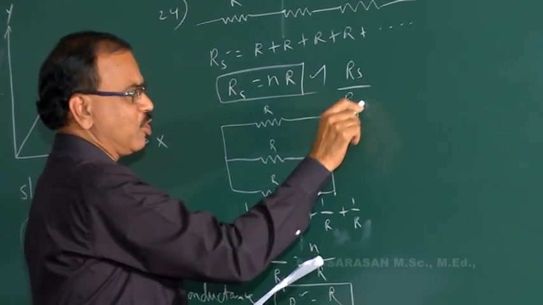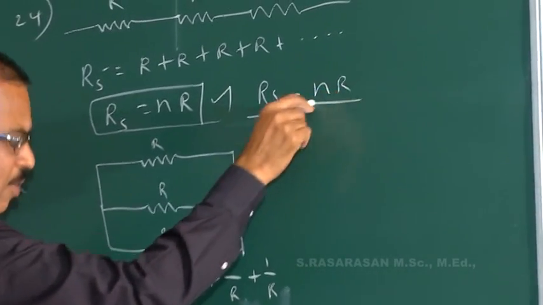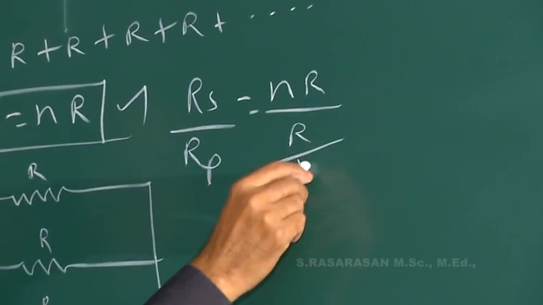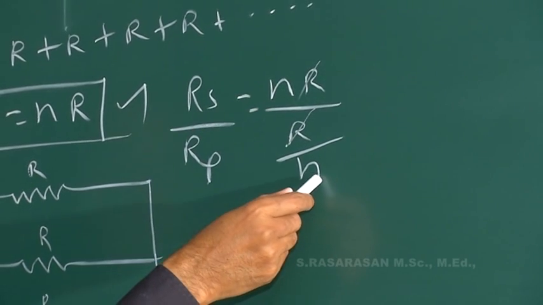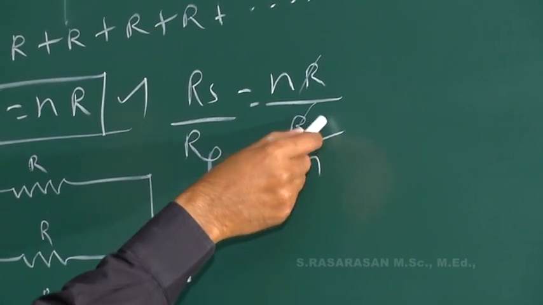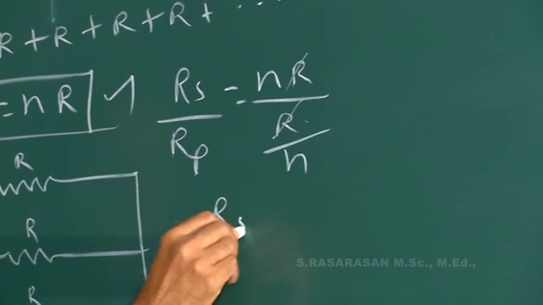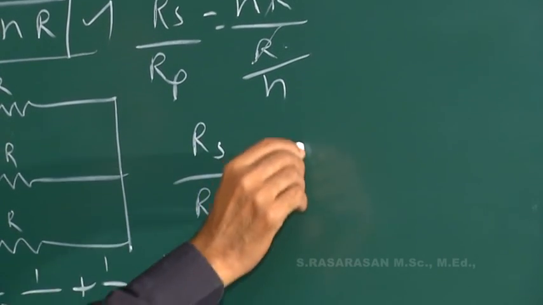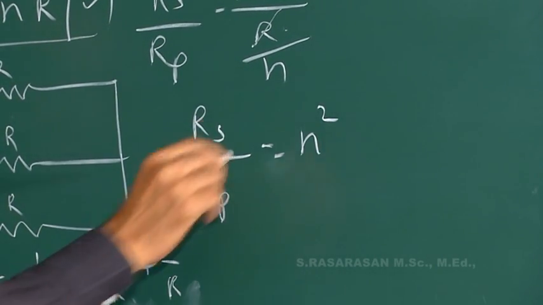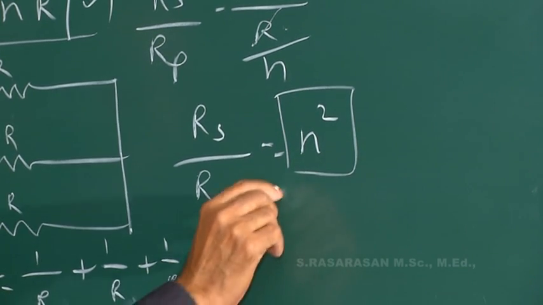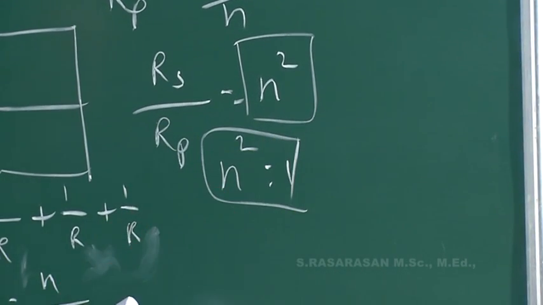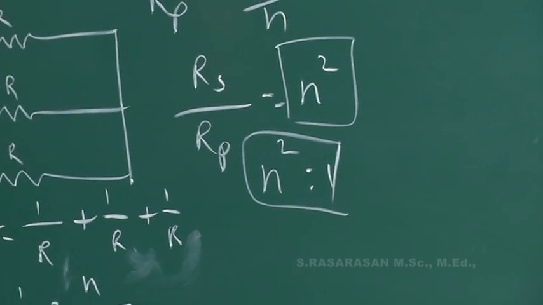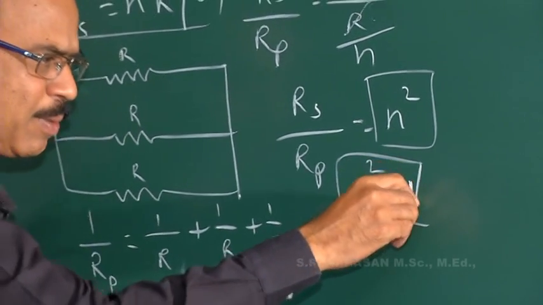Rs by Rp is equal to nR divided by R by n. R cancels. If this n goes here, it's n power minus 1, so n. So this Rs by Rp is equal to n square. So the answer is n square, or say n square is to 1. Yes, it is the second option, B. n square is to 1 is the answer for this problem.